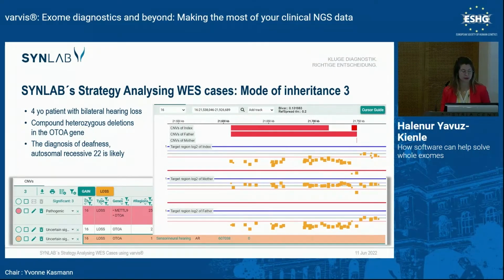The patient had the suspected diagnosis of bilateral hearing loss. So compound heterozygous deletions in the OTOA gene actually confirmed the diagnosis of autosomal recessive deafness type 22 in the patient. On the bottom line, you can see the father has a large deletion in this gene, but the mother has a single exon deletion. So the child, unfortunately, has a homozygous deleted area, and that is actually diagnostic for the child.